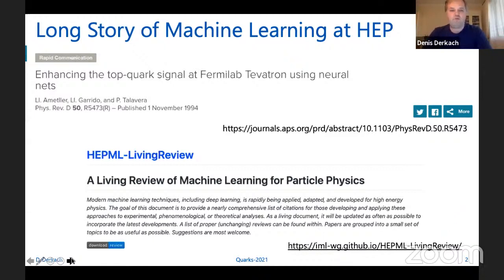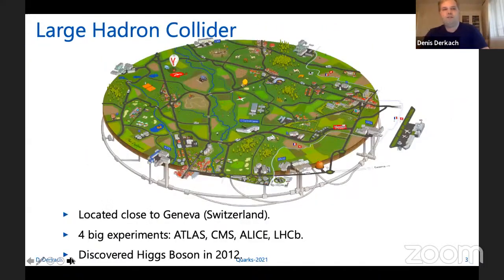So I'm going to show you the highlights, and the highlights concern the Large Hadron Collider. This is a big machine which is situated next to Geneva. This is up to scale the Geneva airport here, and we have a collider which is running underground, a bit below the ground here. And we have four big experiments which are ATLAS, located here, then ALICE, LHCb, and CMS.